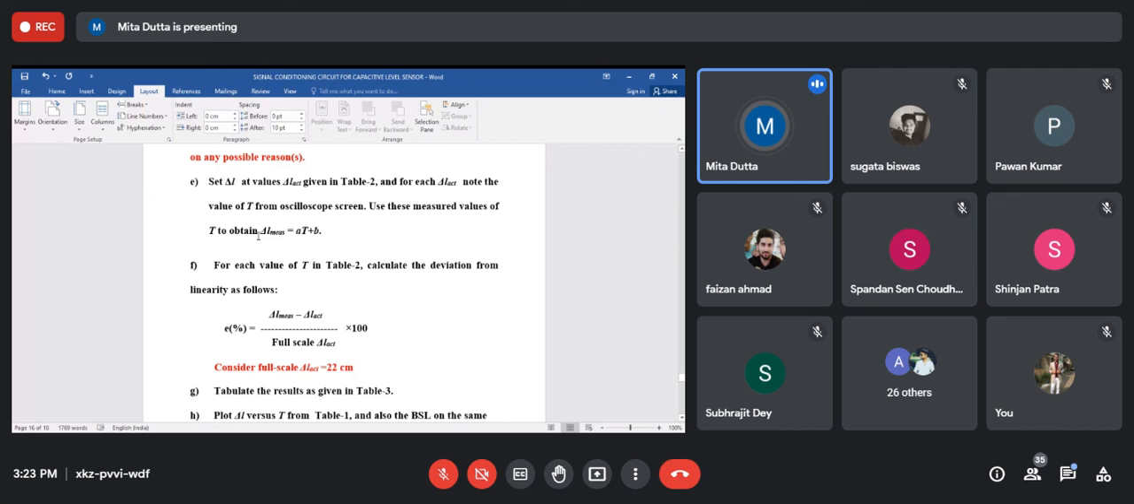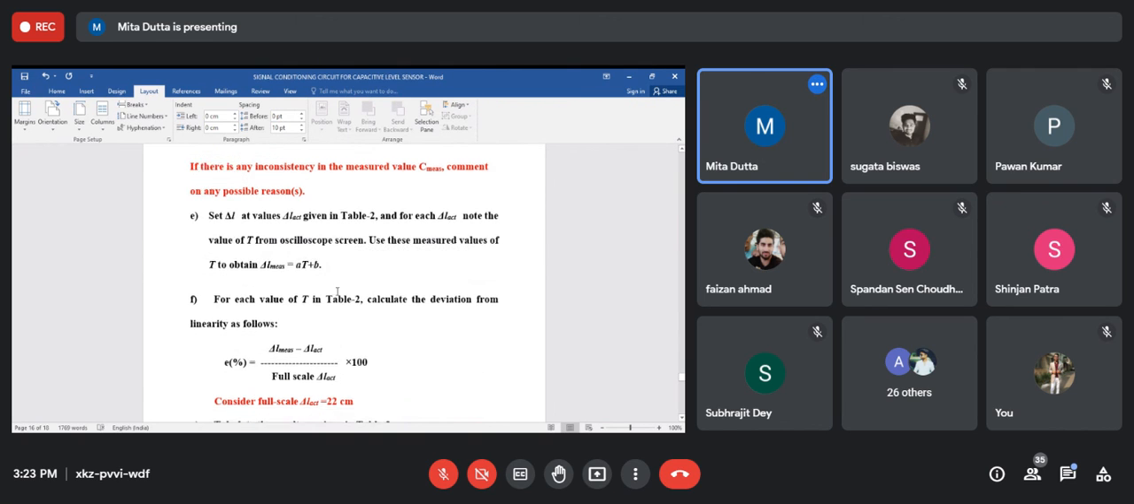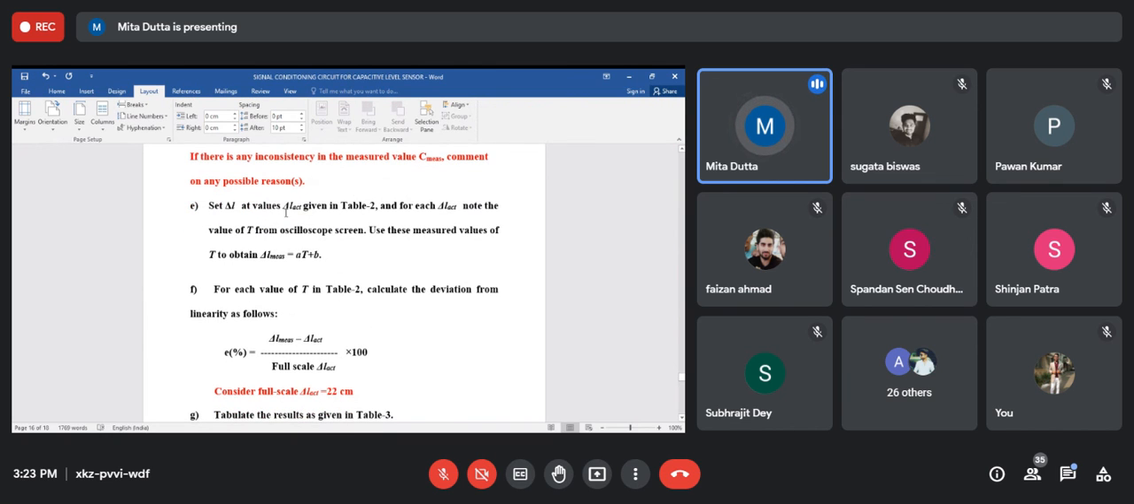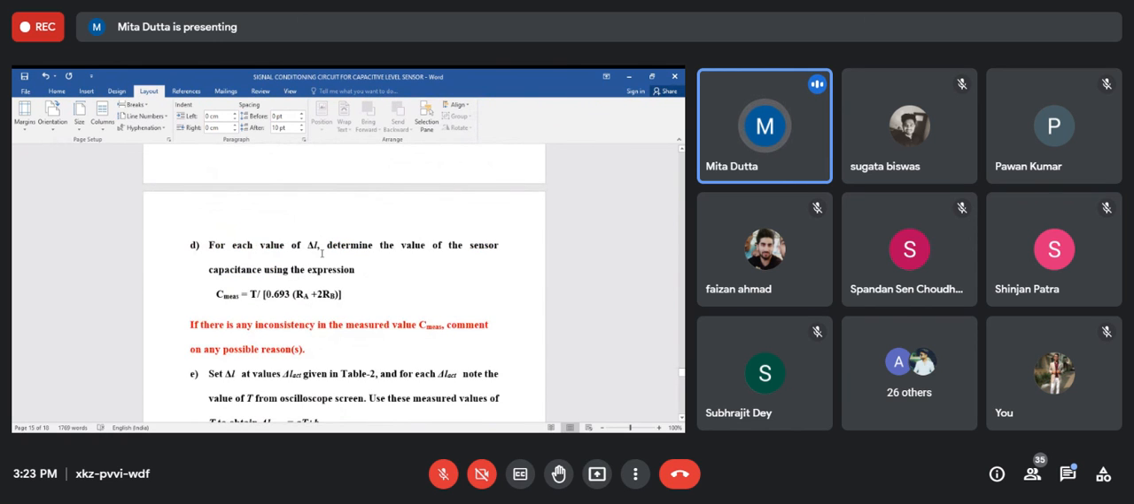You have to find out the measured values of del L using this equation again, because from table 1 you are able to calculate A and B. Take those values of A and B to find out the measured values of del L. So this is the measured value of C. This will be the measured value of del L, because here the del L actual will be different from the values of del L here.